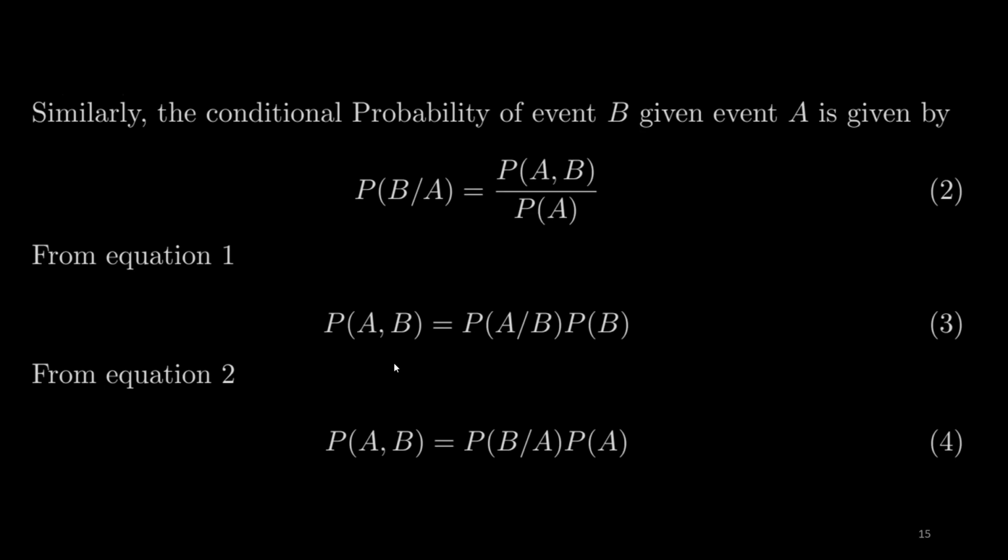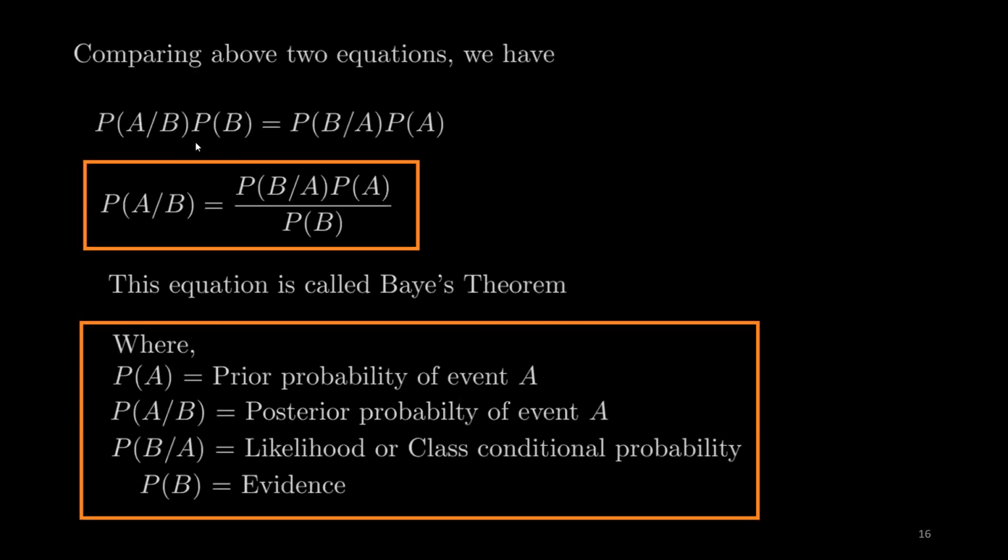So if we see equation 3 and 4, their left sides are the same. Therefore, we can compare both of these two equations. So if I compare both of these two equations, I will get this equation. And from this equation, now I can find the probability of A given B. So I have to move this to the right side. So this equation is called the Bayes theorem.